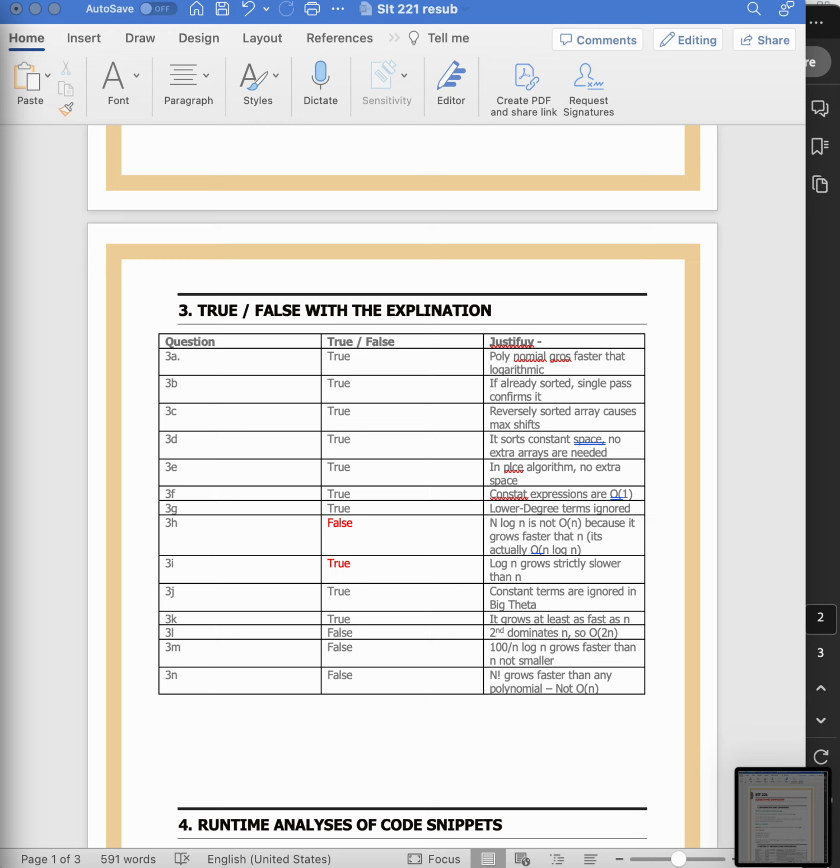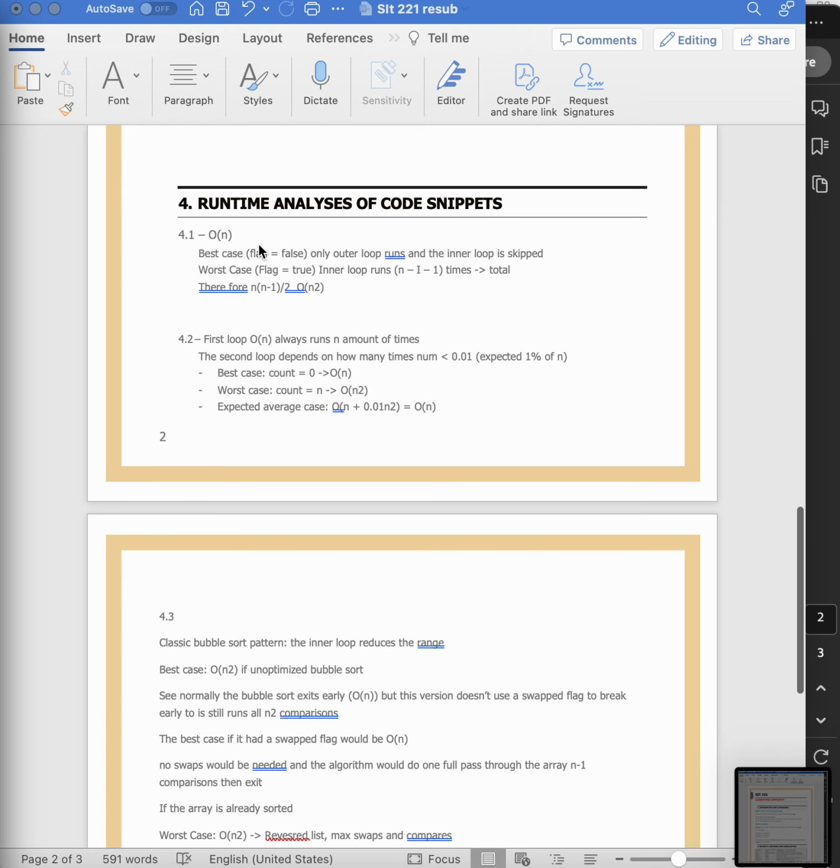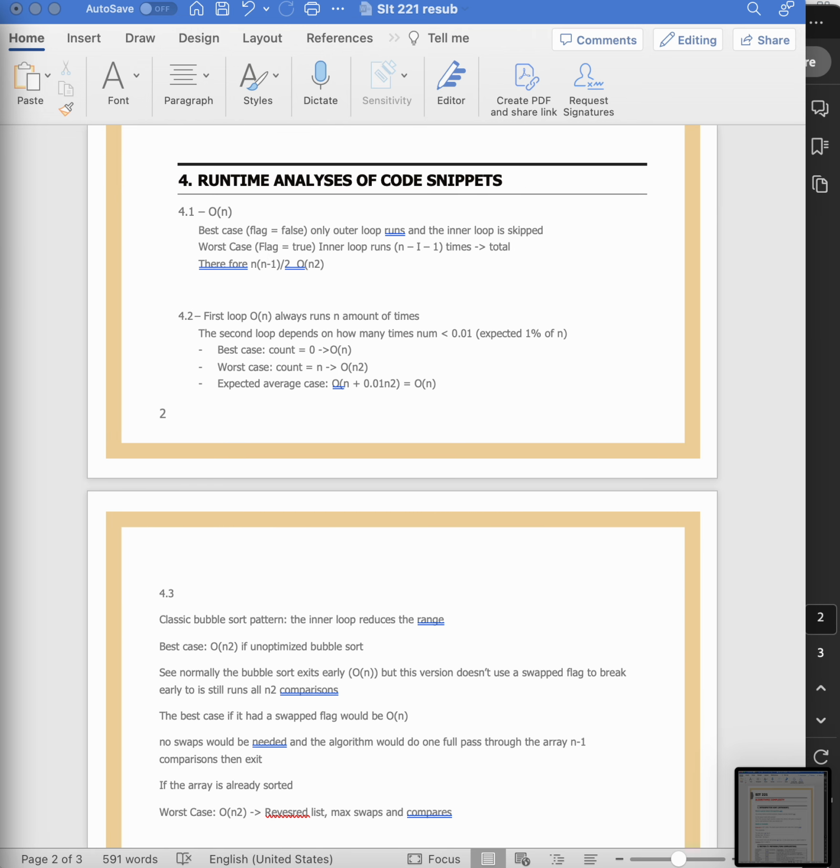And then factorial n, big O n, grows faster than any polynomial. Yeah, so it was false. Not equal. All right. Lastly, sorry, this is taking a while, but the runtime analysis for the code snippets.